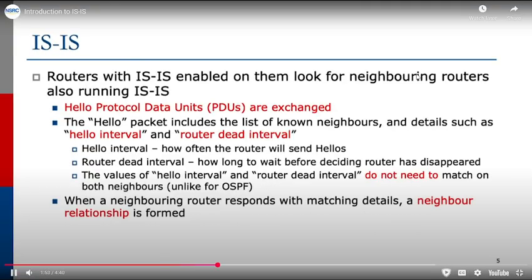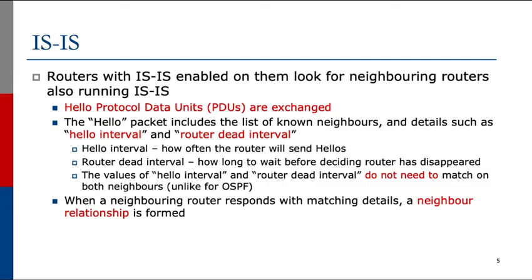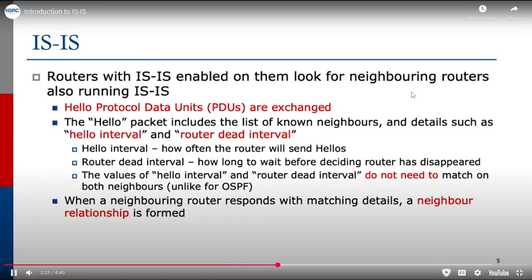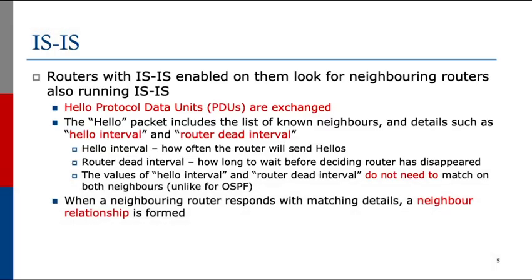Routers with ISIS enabled on them look for neighboring routers also running ISIS. Hello protocol data units, or PDUs, are exchanged. The hello packet includes a list of known neighbors and details such as the hello interval and the router dead interval. The hello interval is how often the router will send hellos. Hello intervals are usually of the order of a few seconds, 5, 10, 15, depending on the vendor defaults. The router dead interval is how long to wait before deciding the neighboring router has disappeared. The router dead interval is usually a multiple of the hello interval, so maybe 3 times the hello interval, or in other words, 3 hellos have been missed, and that allows ISIS to determine if the neighbor has disappeared.